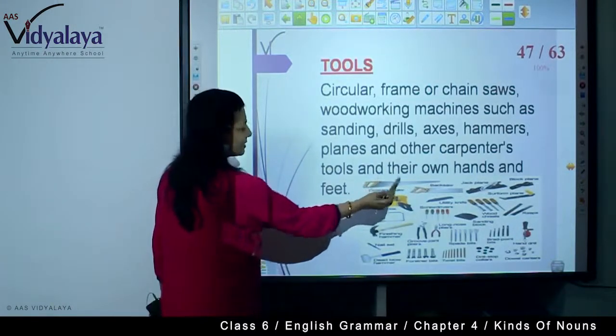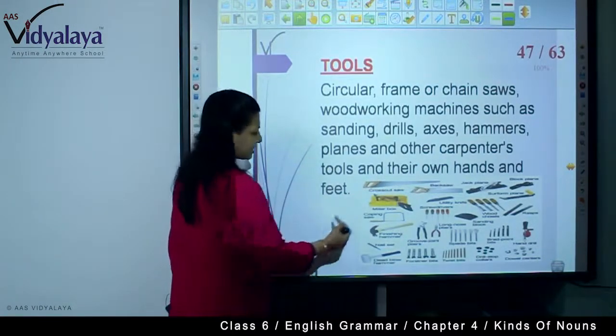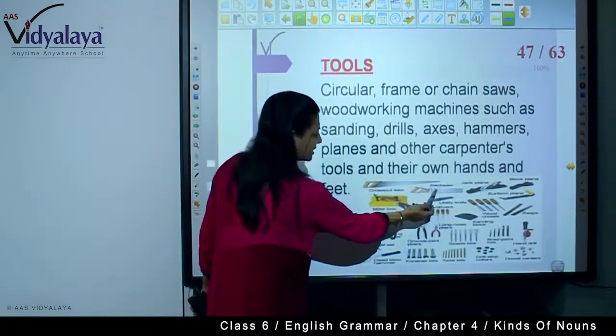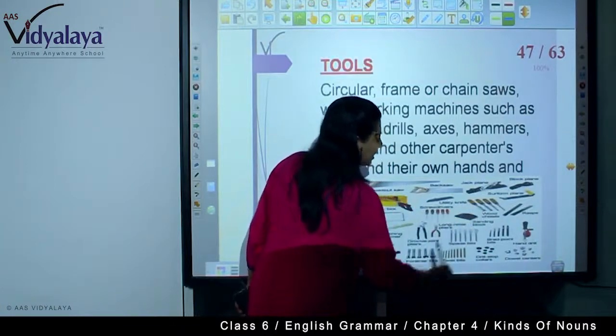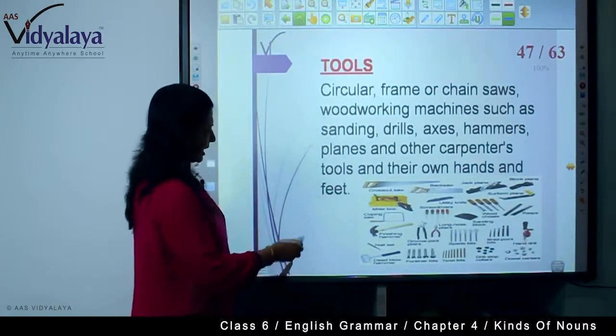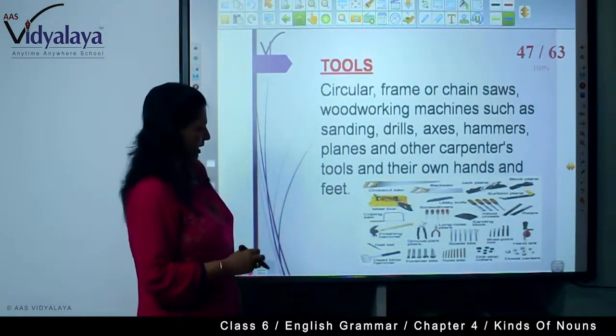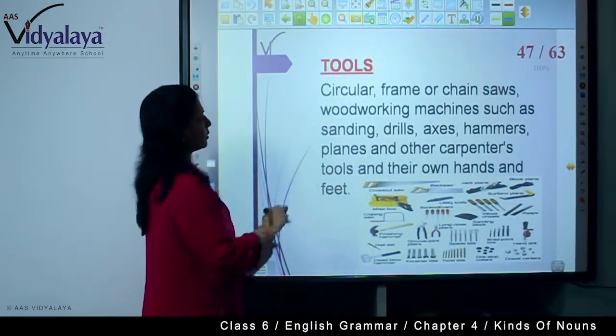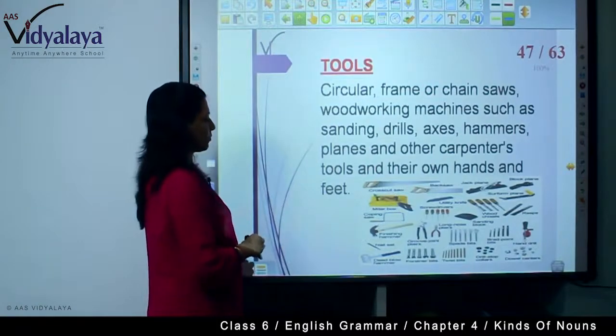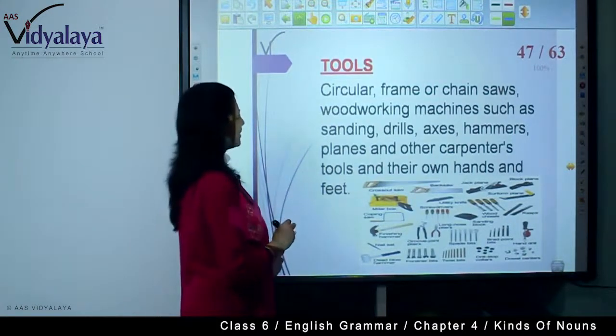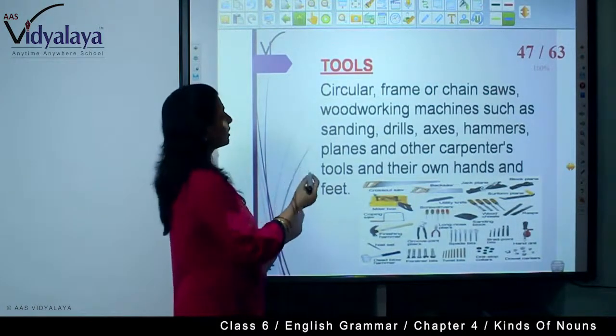So here is a picture of these. See, this is a saw, this is a back saw, this is a jack plane, block plane. Then all these types of tools are here. This picture is here. So all that is written here is in the picture also. You can easily understand. You must have seen the circular frame.